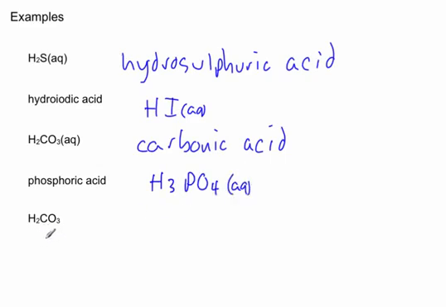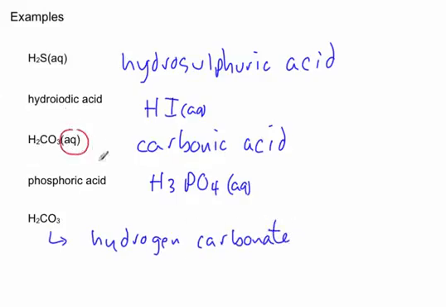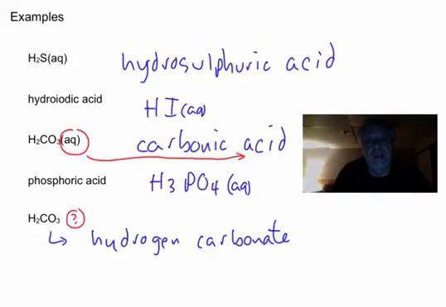And finally, I've just included H2CO3 again, but notice here there's no aqueous, so there is another acceptable name for that, which would just be hydrogen carbonate. So remember, if we have the aqueous, it's an acid. If you don't have the aqueous, it can be an acid or just a simple ionic compound. So those are the types of acids you should be familiar with: binary acids and oxyacids, acids containing polyatomic ions. And that concludes this video.